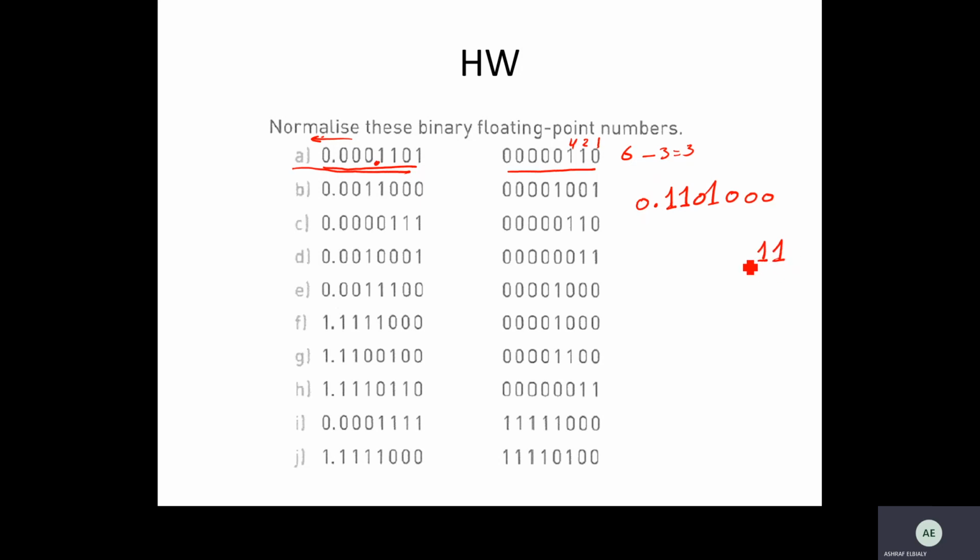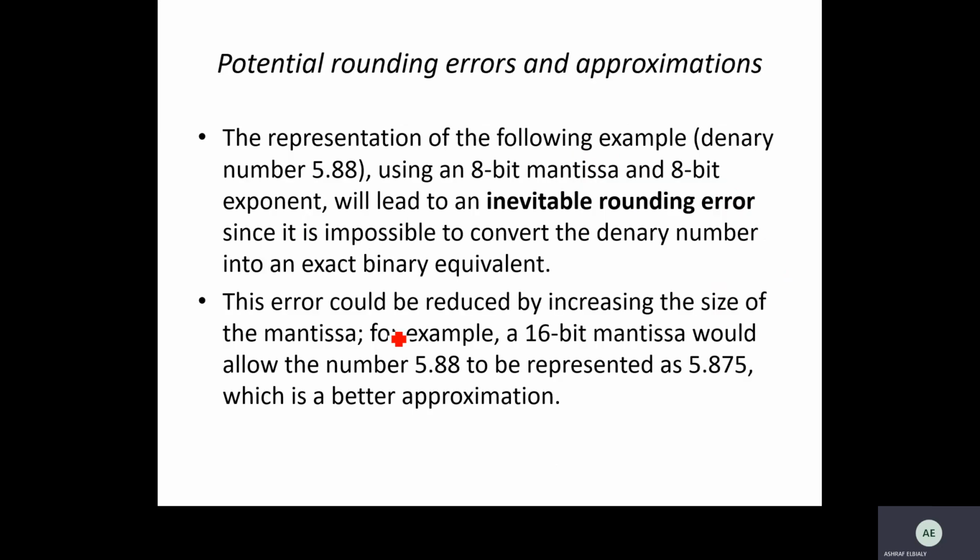1, 1, okay, and then 0, 0, 0, 0, 1, 2, 3, 4, 5, 6, 7, 8. So this is in a normalized form right now, and the exponent has been reduced by also 2. Okay, try to practice with the rest of the examples here. Okay, guys.